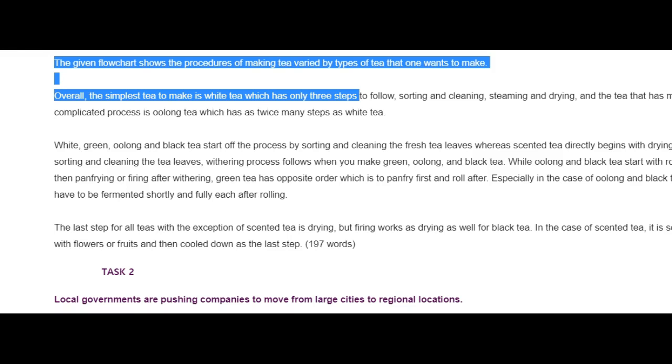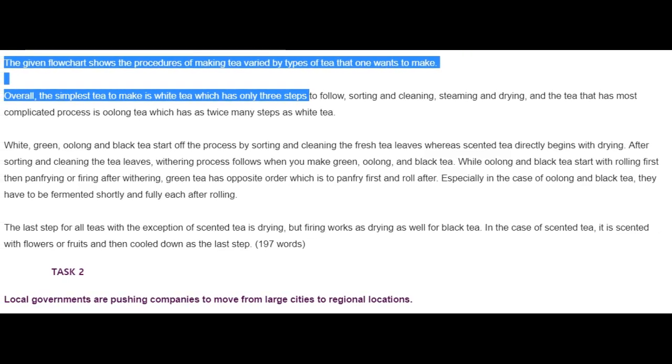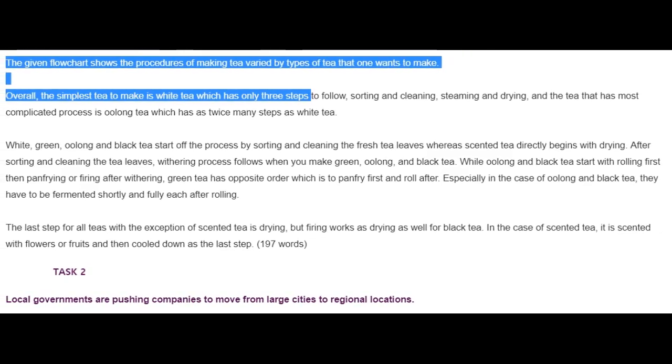Let's take a look at this new set. The first one is about teas. Let's see what you said. The given flow chart shows the procedures of making tea.